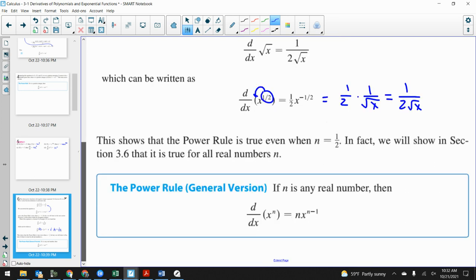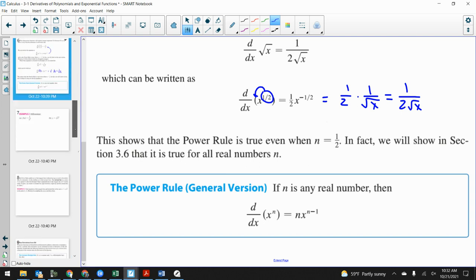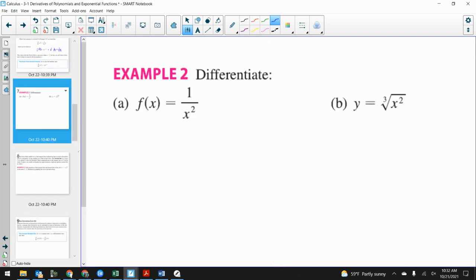But now we can reduce that work to all just saying, okay, it's 1 over 2 radical x. So this is the general version of the power rule, but guess what? It's the exact same thing as what you wrote down before. What we're saying here is now you can apply that power rule to any sort of power. If n is any real number, rational, irrational, positive, negative, doesn't matter, the power rule still applies. Kick it down front, bring down by a factor of 1. So let's differentiate here.